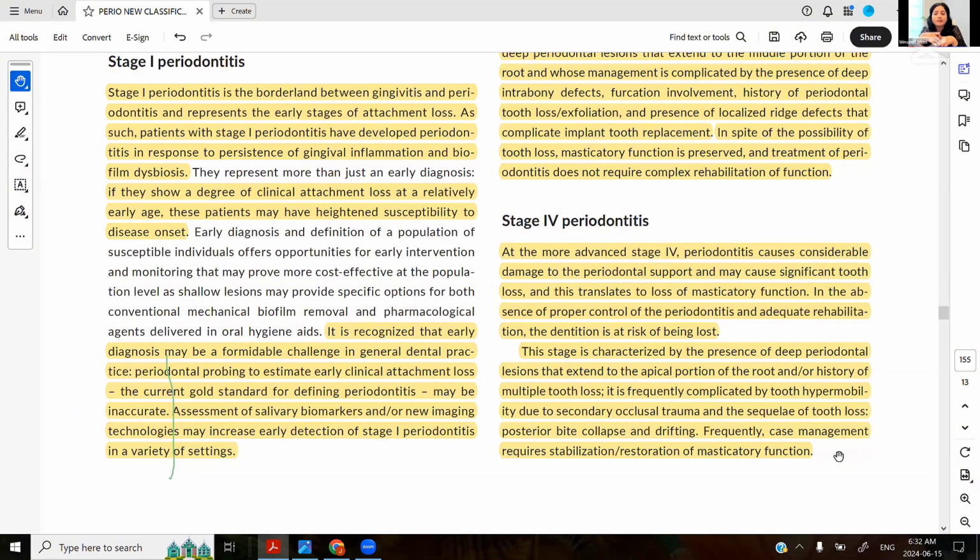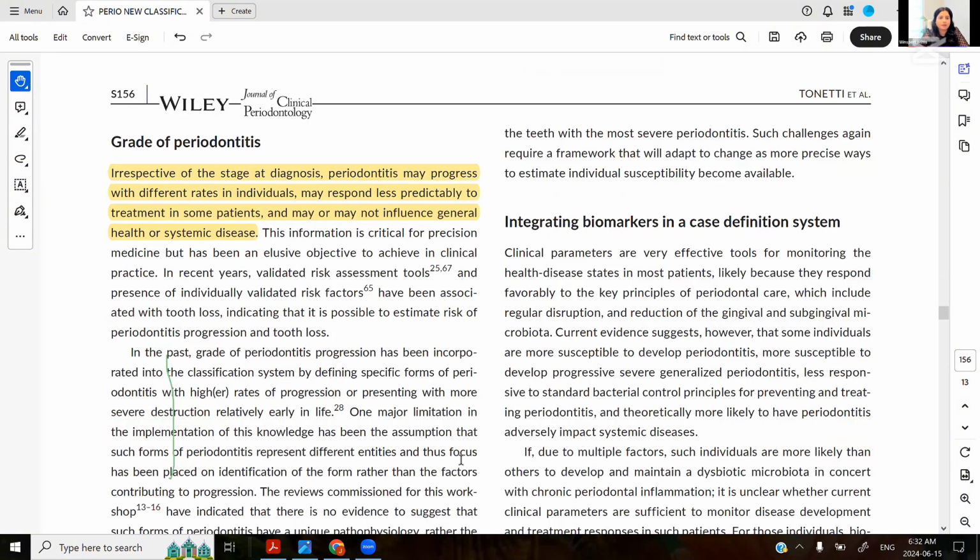It is frequently complicated by tooth hypermobility due to secondary trauma and the sequelae of tooth loss. There is bite collapse and drifting. Again, stage defining criteria. And frequently, the case management will require the stabilization and the restoration of masticatory function as well. And the grade is irrespective of the stage. The periodontitis may progress with different rates in individuals and may respond less predictably to treatment in some patients and may or may not influence general health or systemic disease.